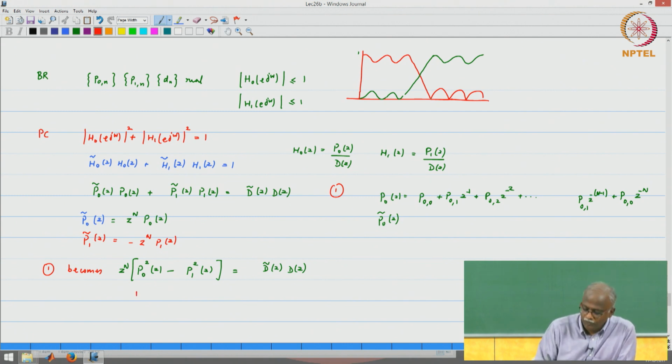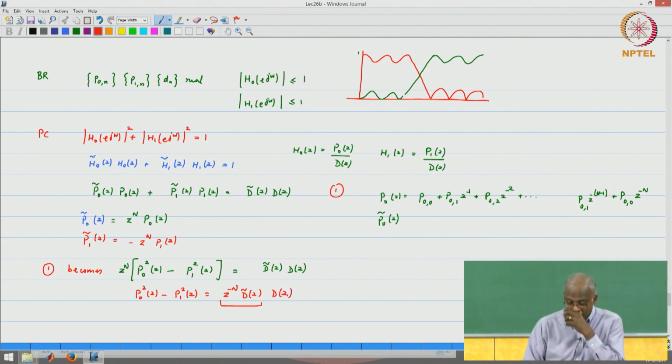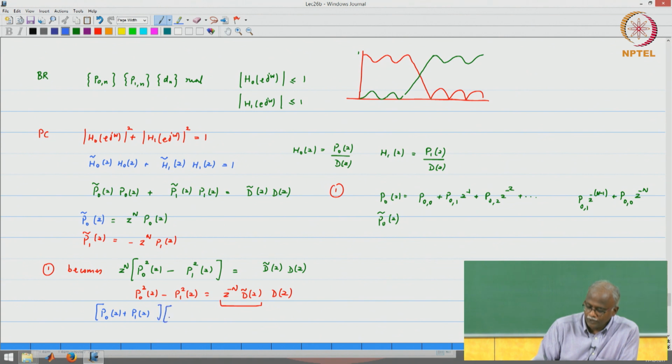A nice form is P0 squared of z minus P1 squared of z, taking the z to the power n to the other side, equal to z to the power minus n D tilde of z times D of z. That is a nice form because that makes it causal. And the left hand side, of course, you can factorize into P0 of z plus P1 of z into P0 of z minus P1 of z.